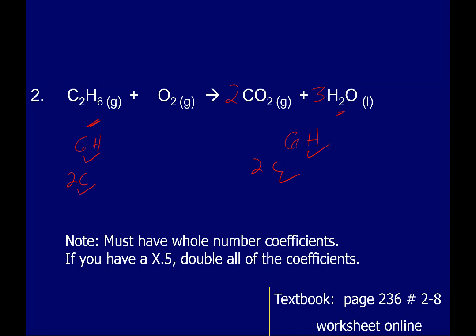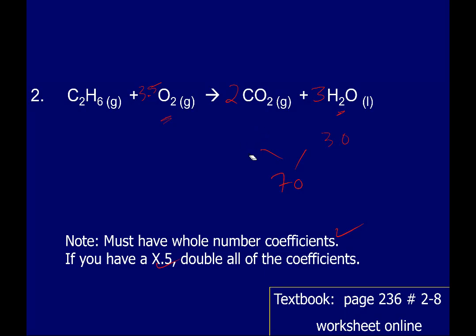What's left? Just oxygen. So let's think. I'm going to erase both because I know the other ones are happy. And I'm going to say, okay, this gave me 3 oxygens and this gave me 4 oxygens, for a total of 7 oxygens. So how can I multiply this, the O2, to make 7 oxygens? The answer is 3.5. Now you can't leave 3.5. Note, you must have whole number coefficients. If you have a 0.5, double all your coefficients.